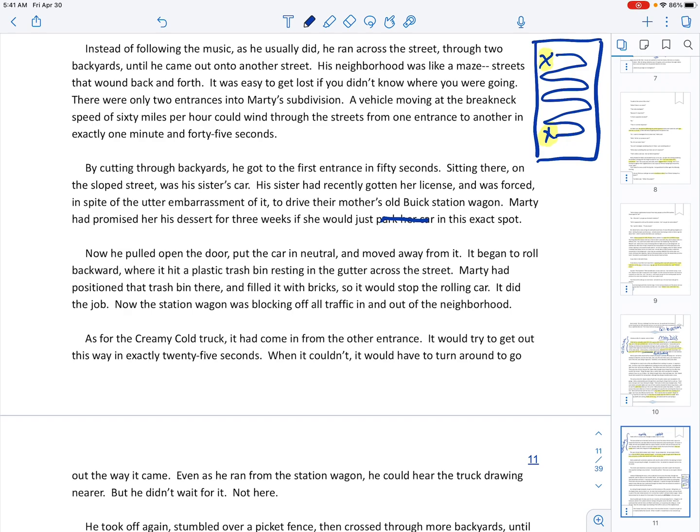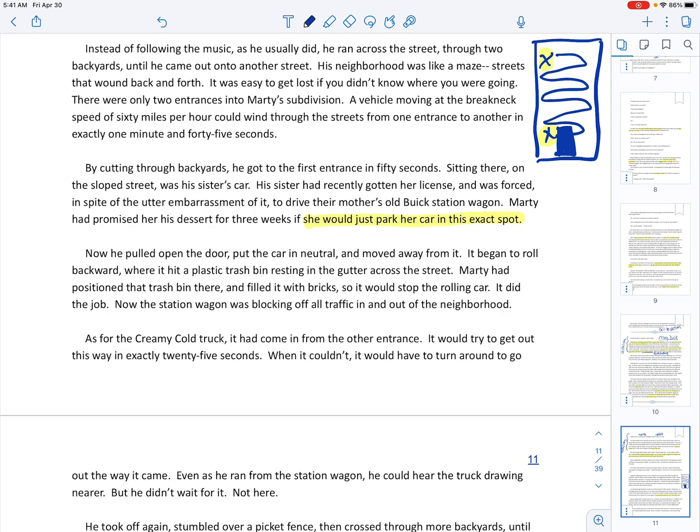Interesting. So, here we go again. Interesting that his sister's car is now going to block one of those entrances. So the car is going to make sure that the ice cream truck can't get out that way.